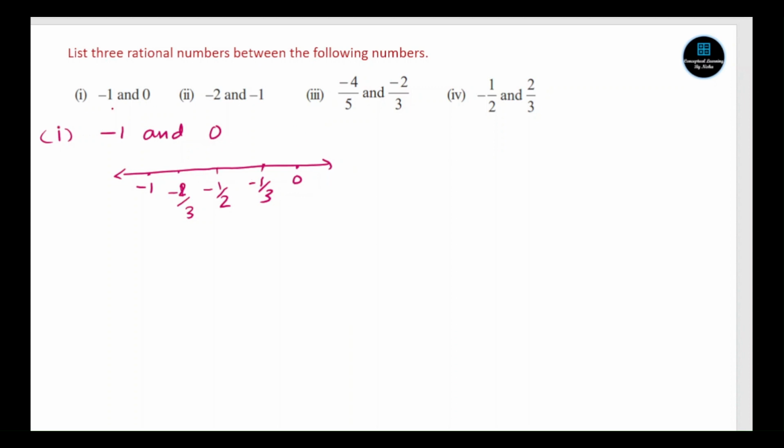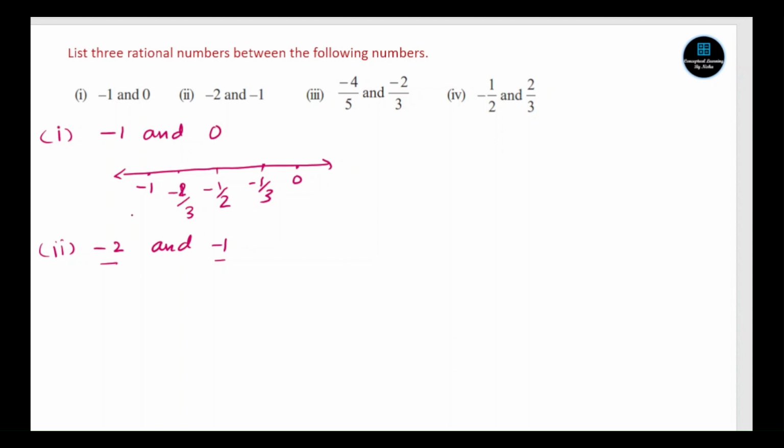So I can represent this as a number line. Now, without the number line, writing is also easy. I'll show you with the second answer. So -2 and -1. We have to write three numbers between them. Now see which one is smaller. This is smaller, this is bigger.